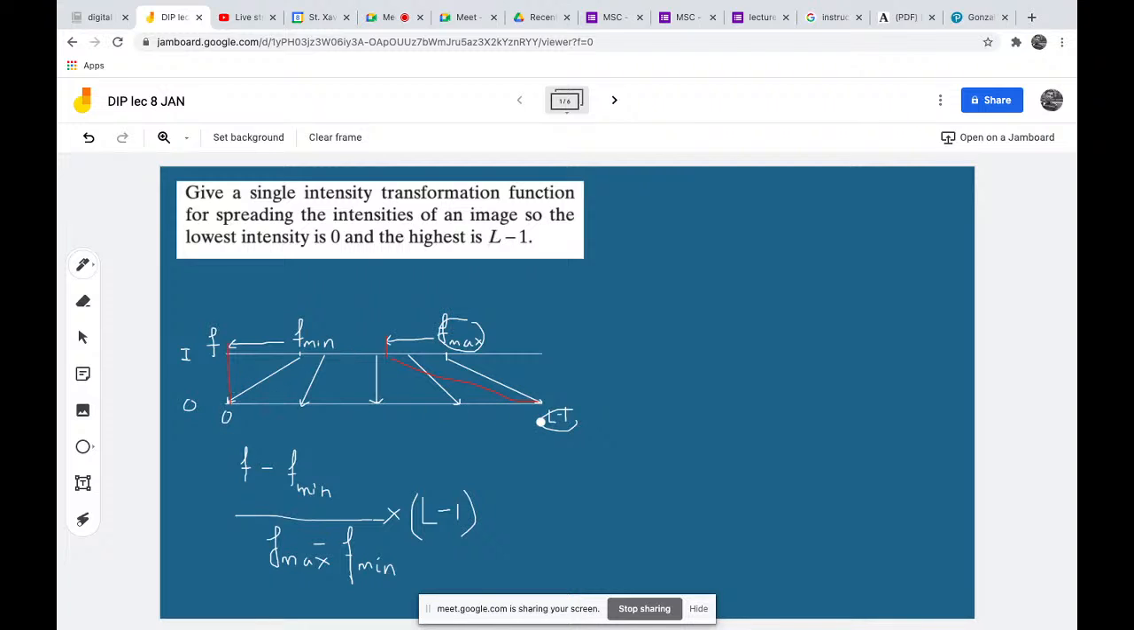There are other solutions also. One solution I can see is the reverse of this. Instead of shifting this interval to the left, as I have done, you can shift this interval to the right, so that f max becomes L minus 1 and you scale f min to 0. So there is another alternative. Is there any other way?